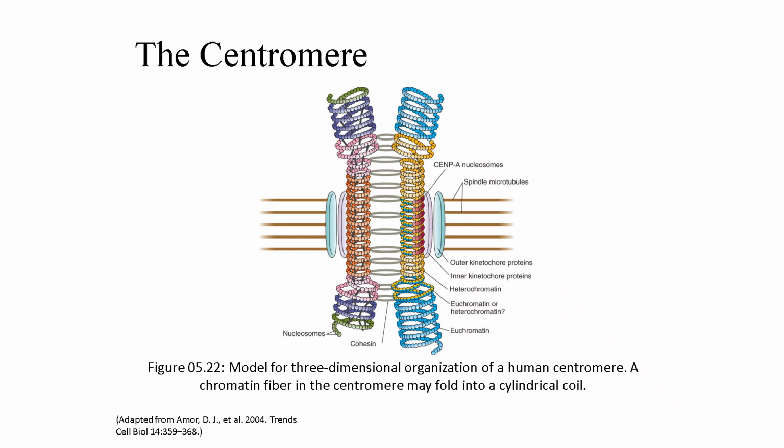This specialized folding is distinct from the rest of the chromosome and plays a key role in how chromosomes resist tension and ensure fidelity in segregation. This model highlights the three-dimensional organization of the human centromere. Chromatin fibers in this region are believed to fold into a cylindrical coil, which helps recruit and organize the kinetochore complex for proper chromosome segregation.